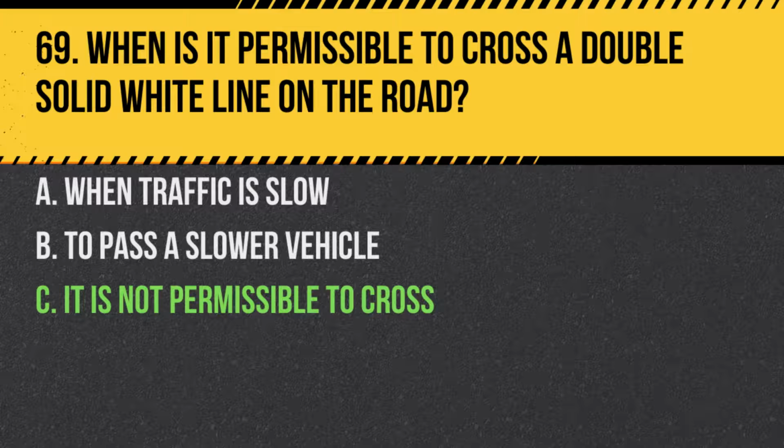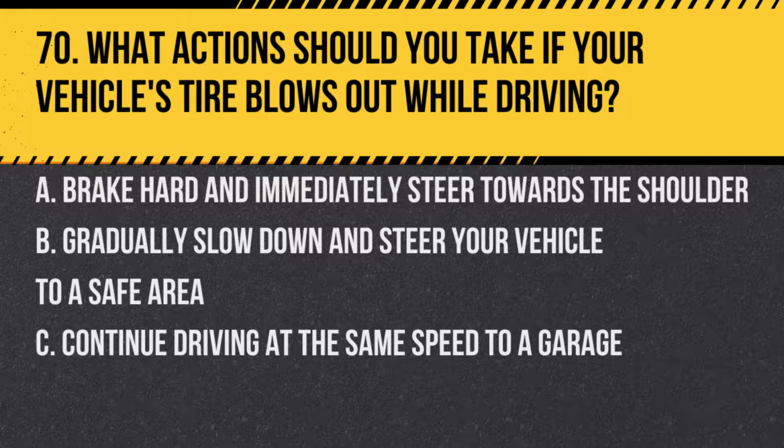Question 70. What actions should you take if your vehicle's tire blows out while driving? A. Brake hard and immediately steer towards the shoulder. B. Gradually slow down and steer your vehicle to a safe area. C. Continue driving at the same speed to a garage. Answer: B. Gradually slow down and steer your vehicle to a safe area. If you experience a tire blowout, maintain control, gradually slow down, and steer your vehicle to a safe location off the road.